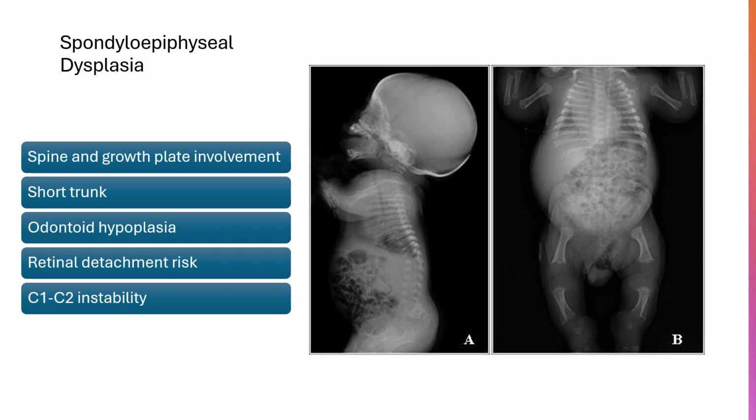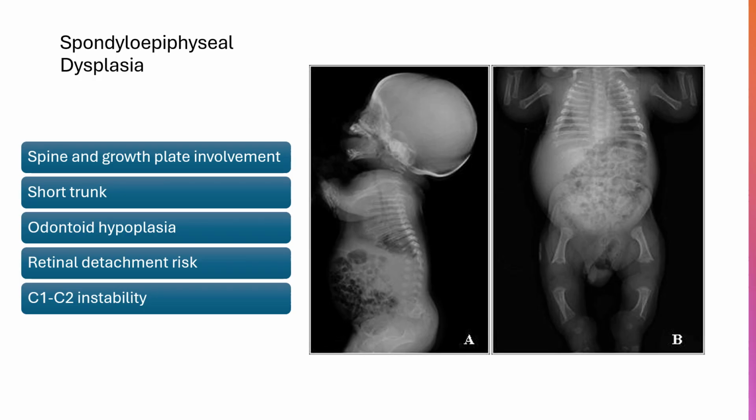The spine provides our central structural support, while the growth plates control how all our bones lengthen during childhood. When both systems are affected simultaneously, you get a condition that creates distinctive proportional changes and potentially serious complications that require ongoing medical management. The short trunk that characterizes this condition develops because the spinal abnormalities interfere with normal vertebral growth and development. Picture how this affects overall body proportions.